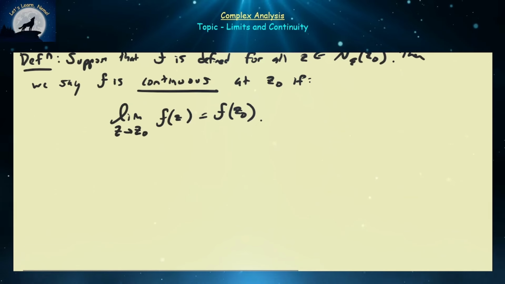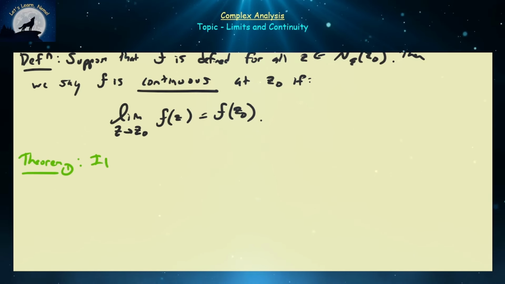Right? Also, if the function is not defined at that point, but the limit exists, sometimes, again, we'll call that a removable discontinuity. But we'll talk about discontinuities and their problems a little bit later on. But let's just mention a couple theorems that are almost immediate from the properties of limits.